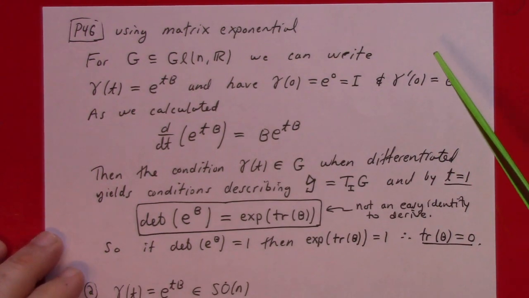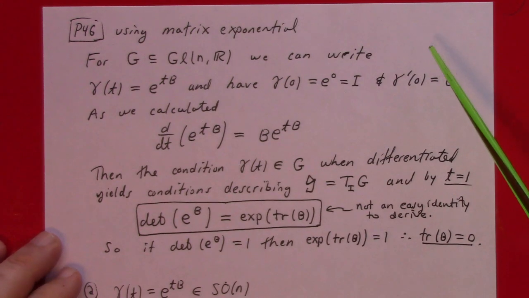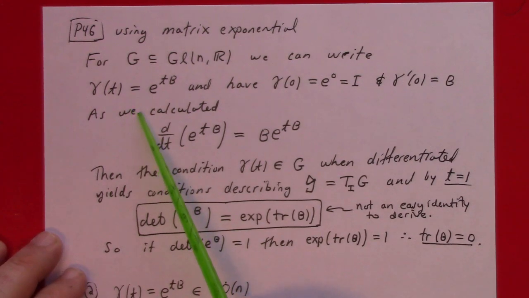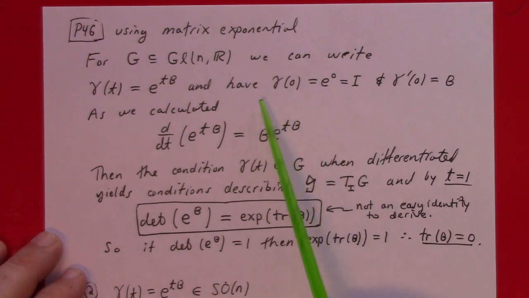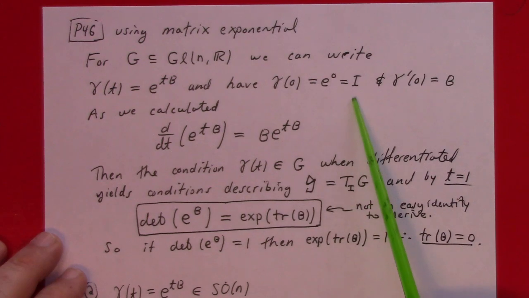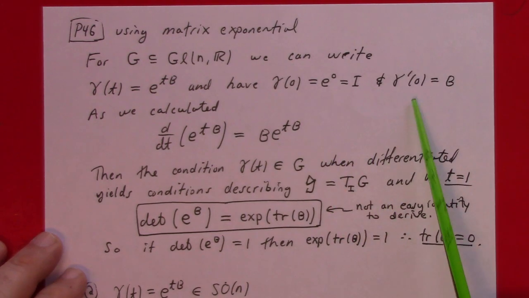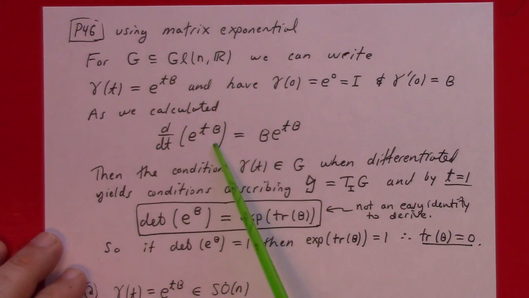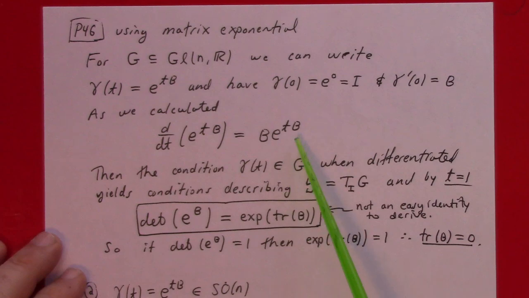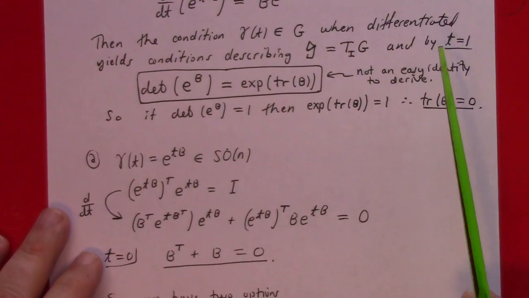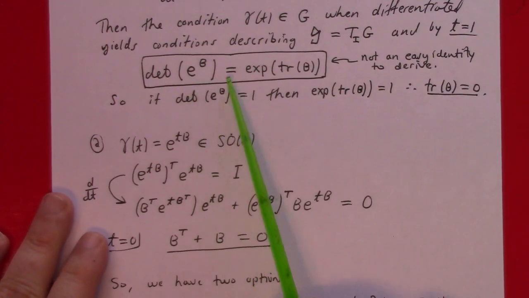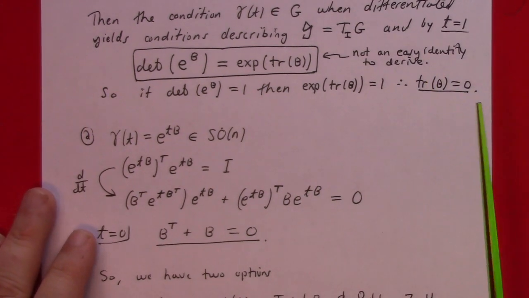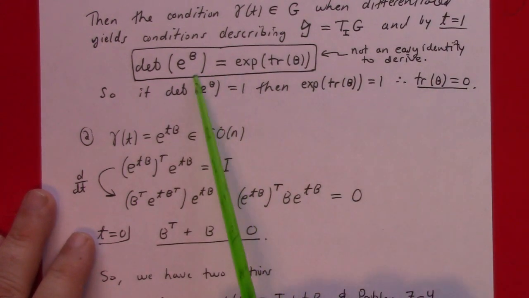And then finally, problem 46. Another way to look at it would be with the matrix exponential, like I told you guys. In that case, we could let the curve be gamma of t equals e to the tB, in which case gamma of 0 is the identity, and again gamma prime will be B. We calculated the derivative of the matrix exponential as B times e to the tB. And in this world, we need the identity that the determinant of e to the B is the exponential of the trace, which can be derived using Jordan form, but it's not a simple matter. It's easy if B is diagonalizable.